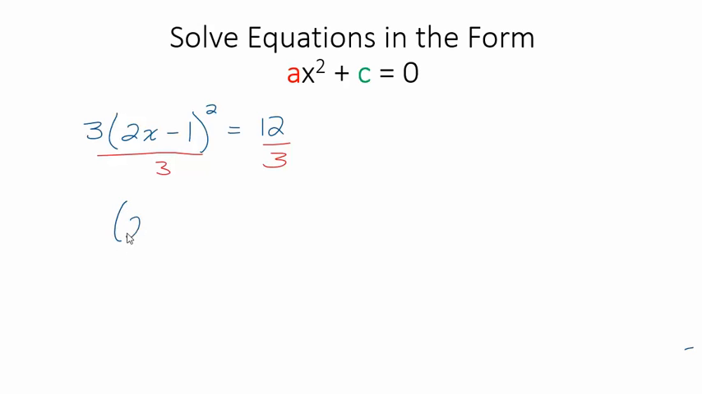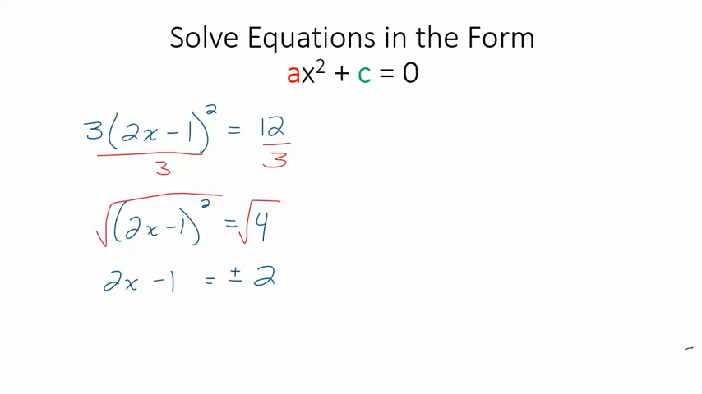Now I've got some kind of glob of stuff in here, squared equals 4. So now I can take the square root of both sides, and I end up with 2x minus 1. The square and the square root undo each other. And I get plus or minus the square root of 4, which is 2.